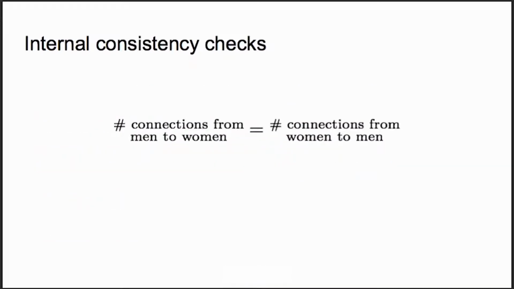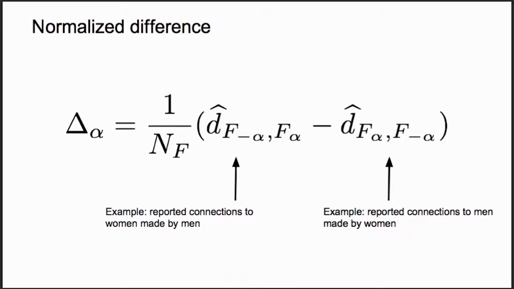So just to make the example a little more concrete, it must be the case that at the population level, the number of connections from men to women has got to be equal to the number of connections from women to men. And we can estimate these two quantities using the reports that we collected and compare them to each other by taking the difference between them. We can use the responses by men to estimate the number of connections from men to women, and we can use the survey responses from women to estimate the number of connections from women to men, and we can compare those two estimates and see how similar they are to each other.